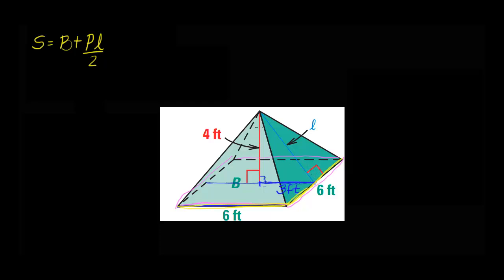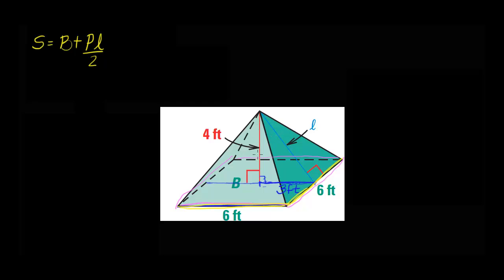But what they do give you is the height. Here's the height of the pyramid. We don't need the height of the pyramid in order to find surface area. But it is useful to have when I don't have the slant height, because it helps me find the slant height. And this is how it helps.